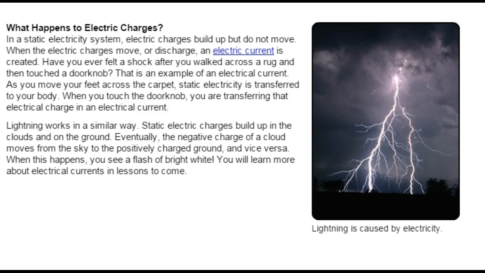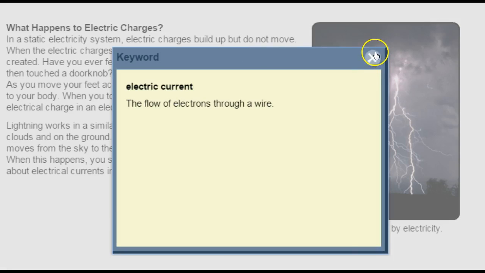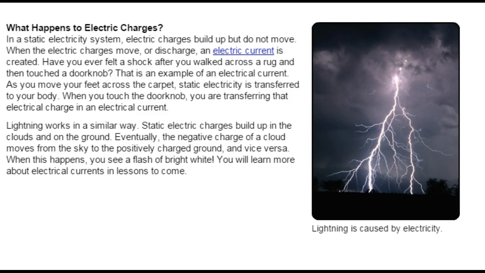In a static electricity system, electric charges build up but do not move. When the electric charges move or are discharged, an electric current is created. Have you ever felt a shock after you walked across the rug or touched the doorknob? That is an example of an electrical current. As you move your feet across the carpet, static electricity is transferred to your body. And when you touch the doorknob, you are transferring that electrical charge in an electrical current.